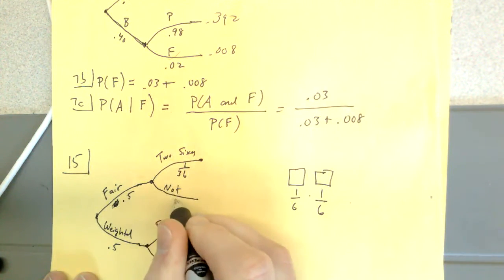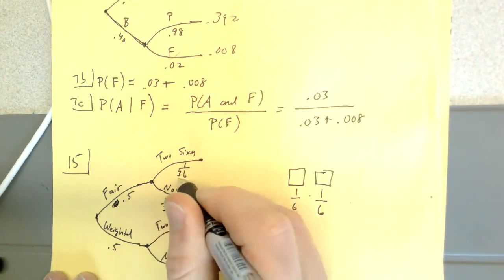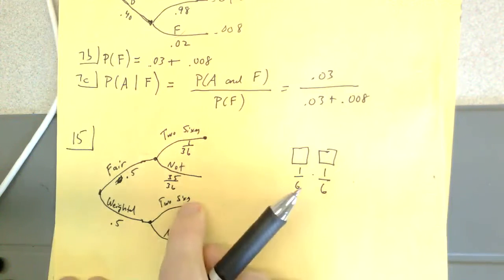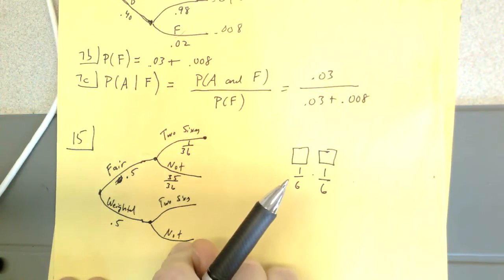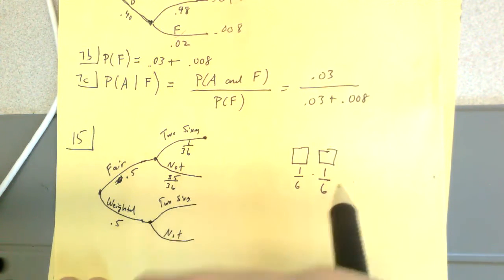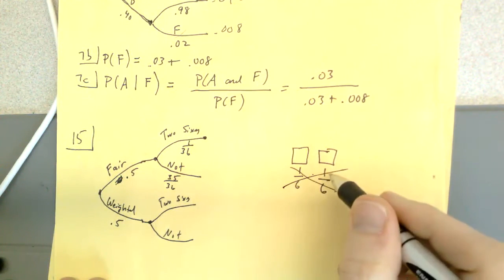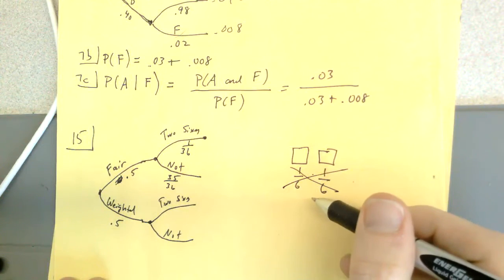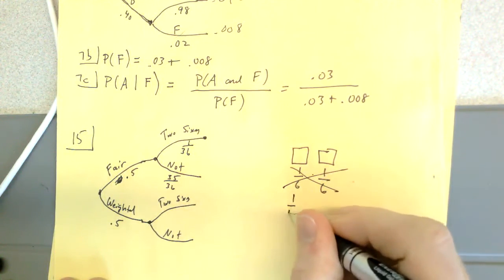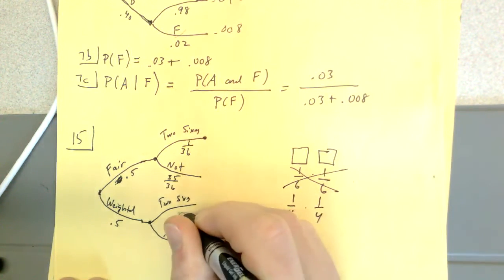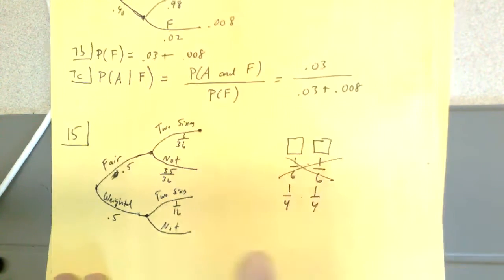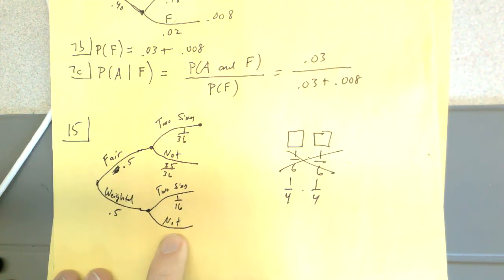That means that this probability here, of course, has to be 35 out of 36 because these 2 have to add up to 1. Down here with the weighted dice, though, we're told that you have a higher chance of getting a 6. Instead of it being 1 out of 6, you have a 1 out of 4 chance of getting a 6. So the probability of getting 2 6s would be 1 out of 4 times 1 out of 4, which would be 1 out of 16. And then the probability of getting anything else, these two have to add up to 1, so this would be 15 out of 16.